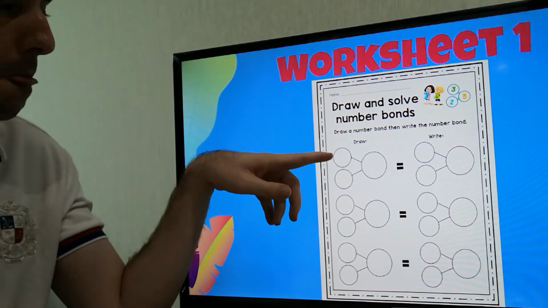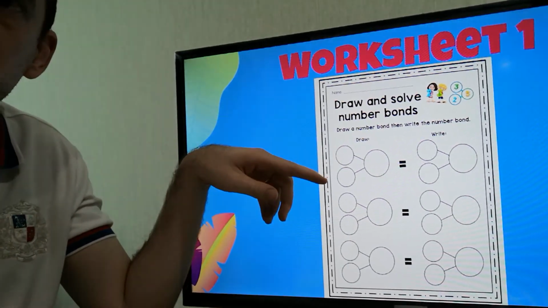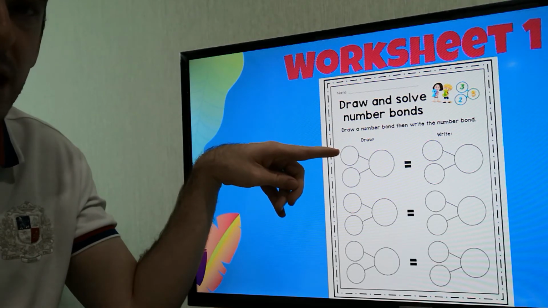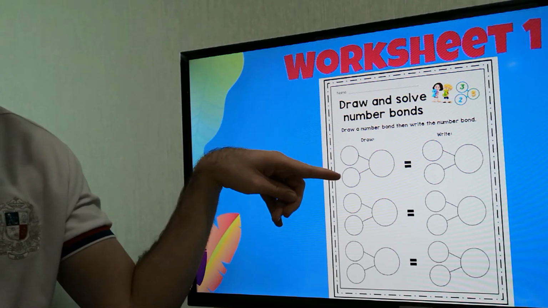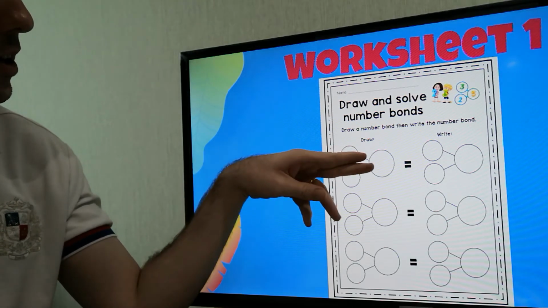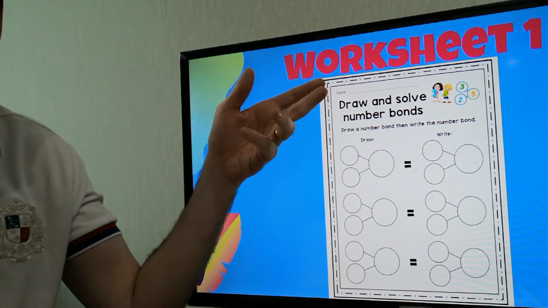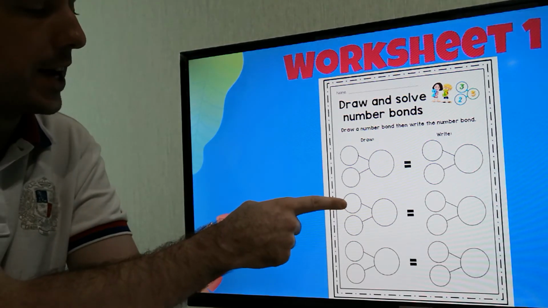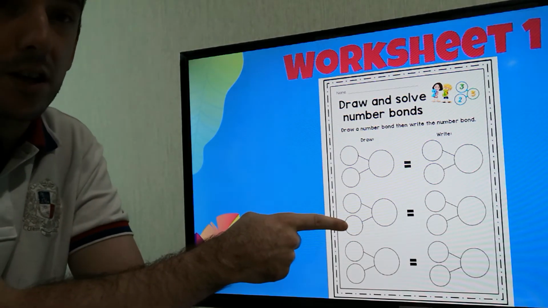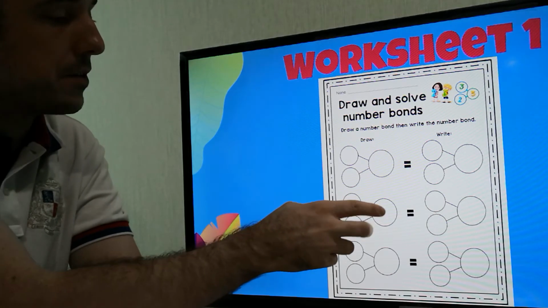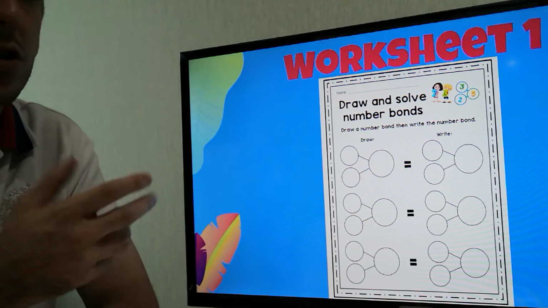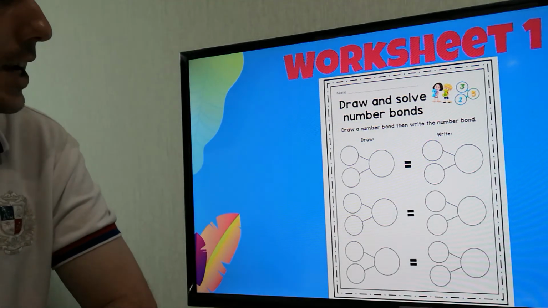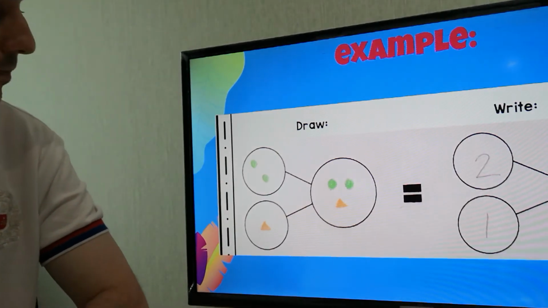So for example, maybe you could choose fruit. So you could draw 6 bananas and 3 apples. Together will give you 9 fruit. You could pick shapes. You could draw 3 triangles and 3 circles. Together gives you 6 shapes. So you can pick anything you like, anything in your imagination. Here is an example for you.